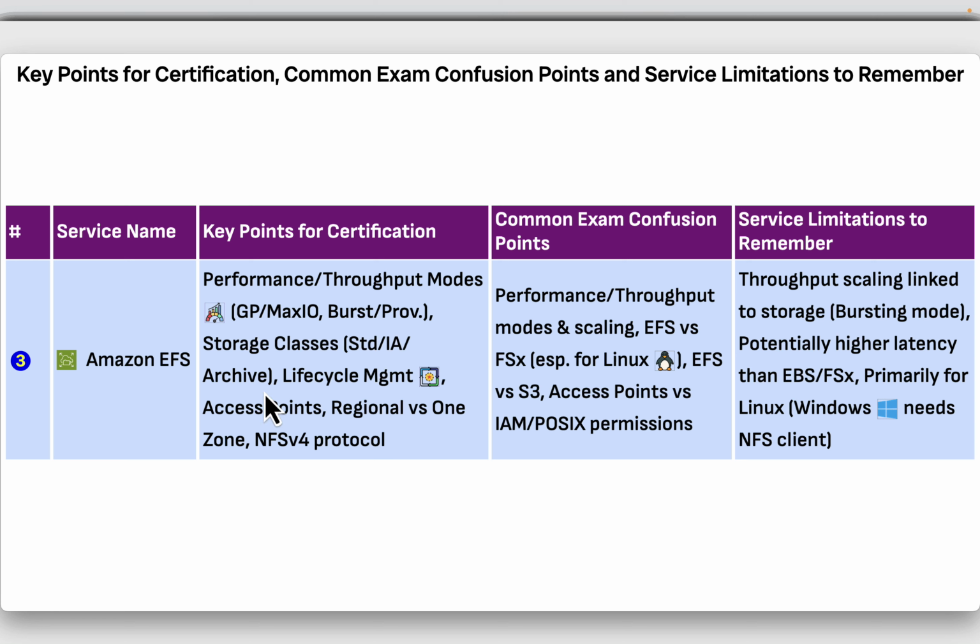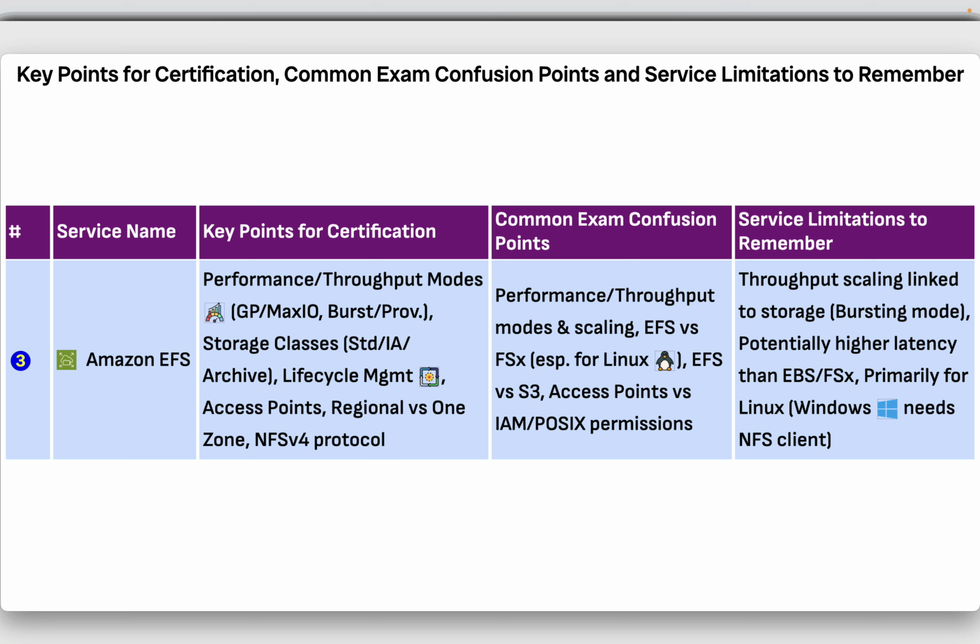Next, Amazon EFS. So key points are performance and throughput modes, and we have General Purpose, Max IO, and Bursting and Provisioned throughput. Then we have storage classes like Standard, Infrequent Access, and Archive. So there are 3 types. Then we have lifecycle management. We have access points, regional versus One Zone, and the NFSv4 protocol.